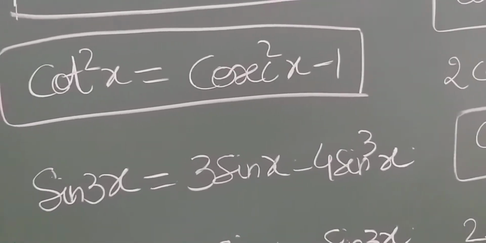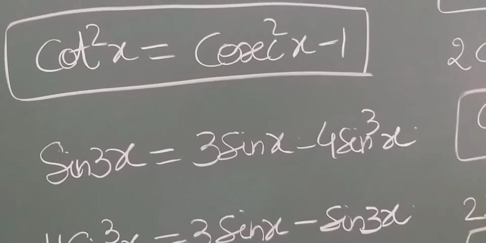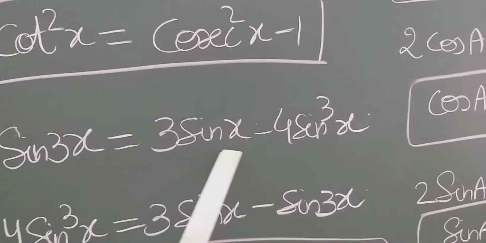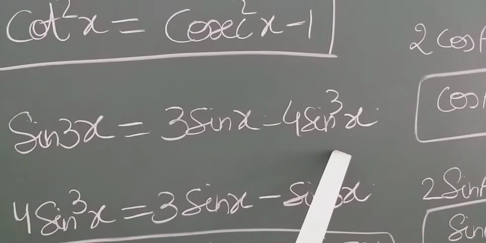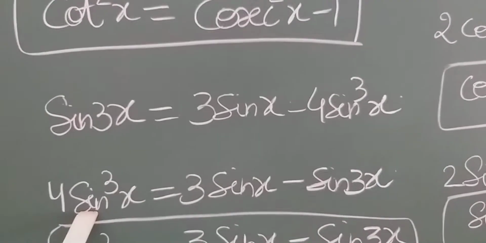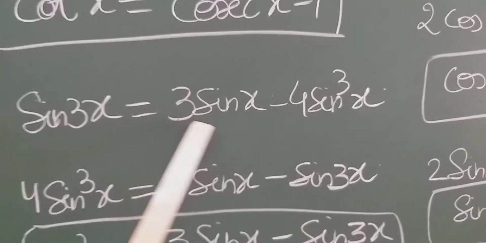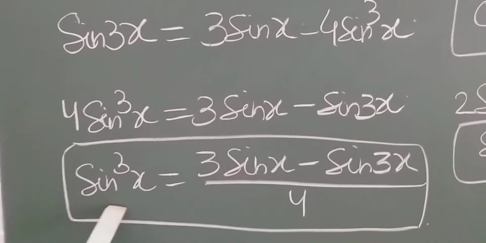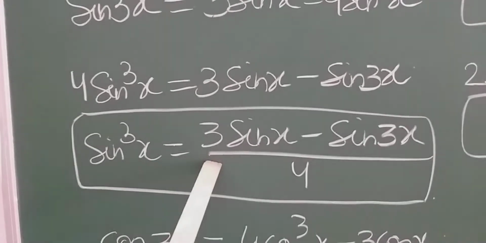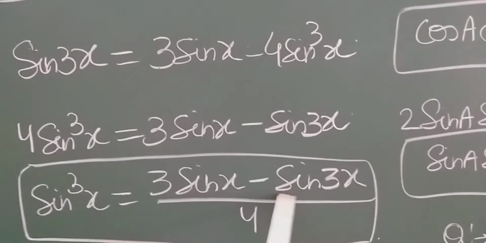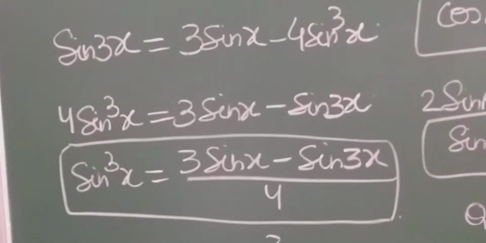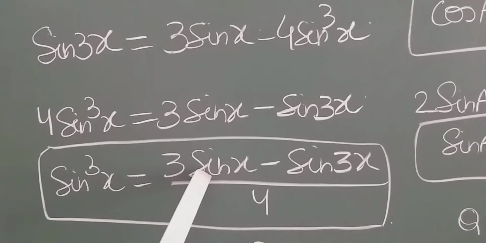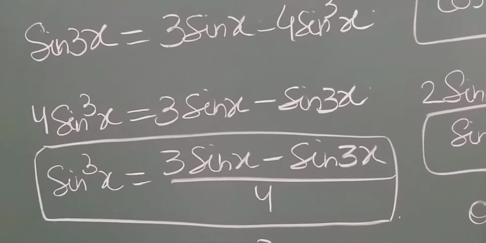If sin cube x is there, then we have to use the formula of sin 3x. Sin 3x equals 3 sin x minus 4 sin cube x. Then 4 sin cube x equals 3 sin x minus sin 3x. Sin cube x equals (3 sin x minus sin 3x) upon 4. So for sin cube x, we have to use this formula to find its integral.